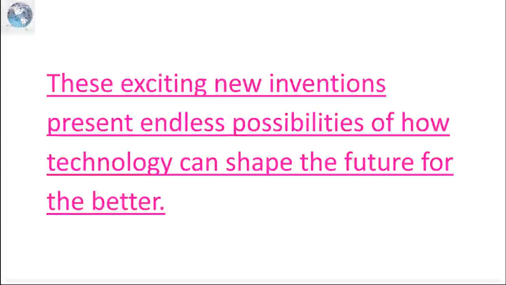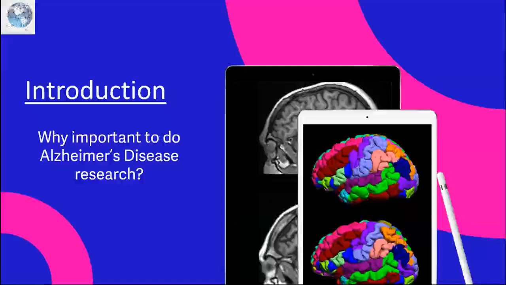These exciting new inventions present endless possibilities of how technology can shape the future for the better. As the introduction, why important to do Alzheimer's disease research? Alzheimer's disease is an escalating global health crisis with soaring prevalence and enormous costs. Sustained federal research funding is critical to address this crisis, as it leads to breakthroughs in effective treatment and prevention. The burden of Alzheimer's disease is expected to increase in the coming years, and it is essential to invest in research to find a cure. By supporting research, we can improve the quality of life of millions of people affected by this disease.